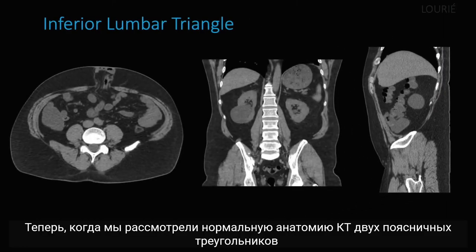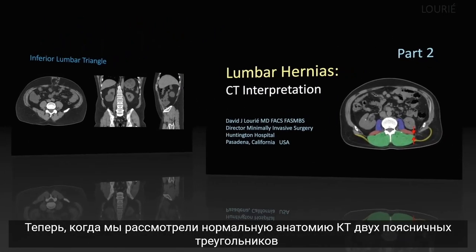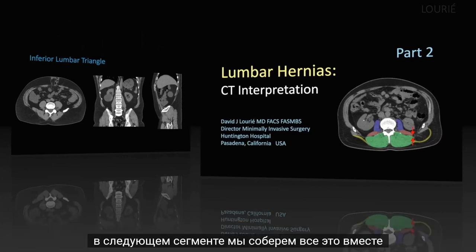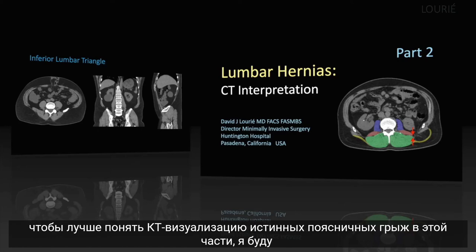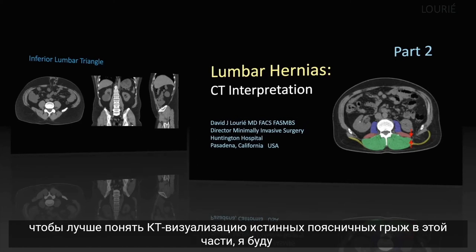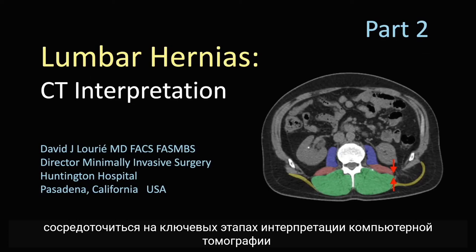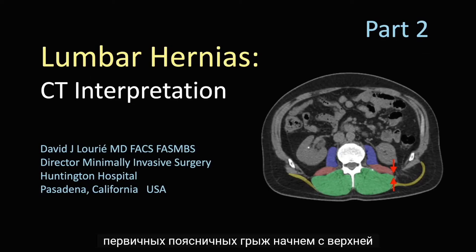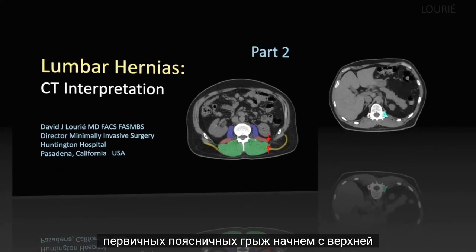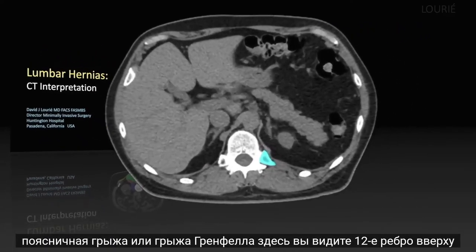Now that we have covered normal CT anatomy of the two lumbar triangles, in the next segment we will put all of this together to better understand CT imaging of true lumbar hernias. In this portion, I will focus on the key steps to CT interpretation of primary lumbar hernias. We will start with the superior lumbar or Grinfeld's hernia.